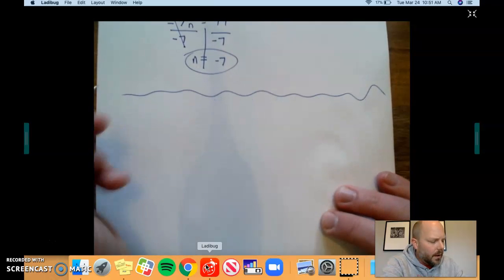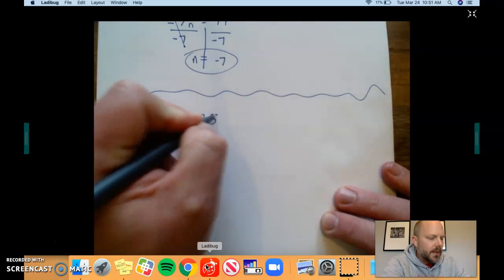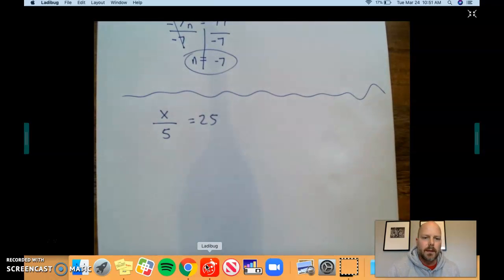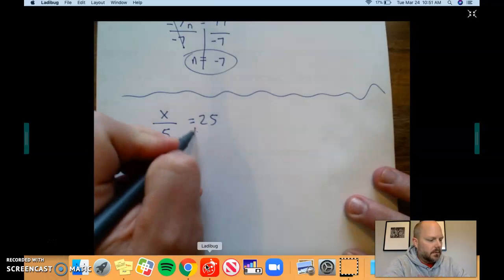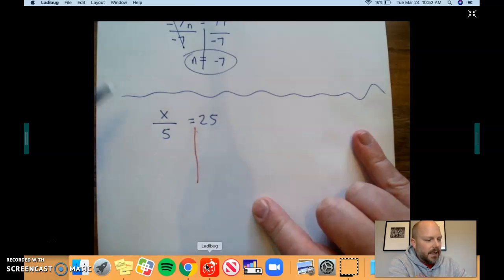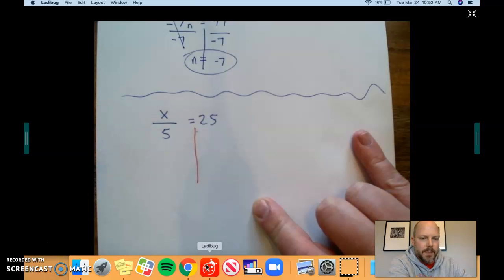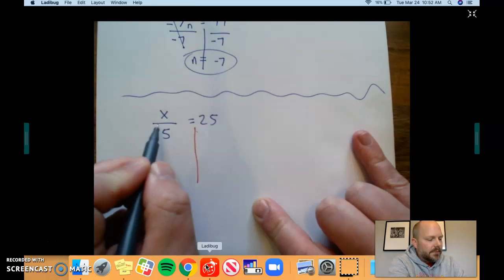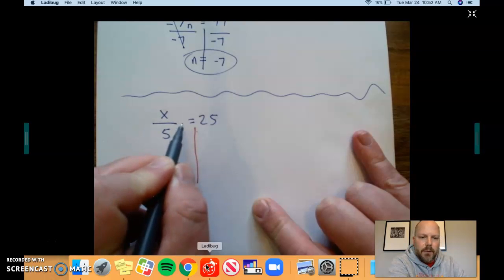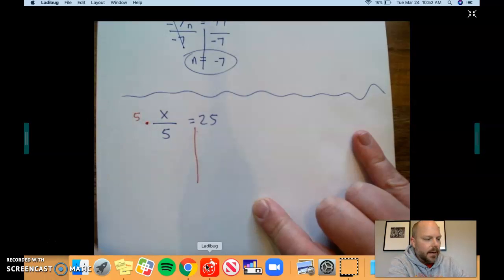So, what if I have x divided by 5 equals 25? What do I do here? Well, same process. Draw your line down to keep your sides balanced. And what this is saying is, what number divided by 5 equals 25? Okay? So this is a dividing 5. So if we want to get rid of a dividing 5, we're going to multiply 5. And we're going to do that on both sides.